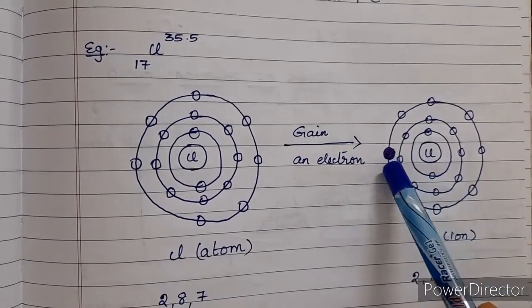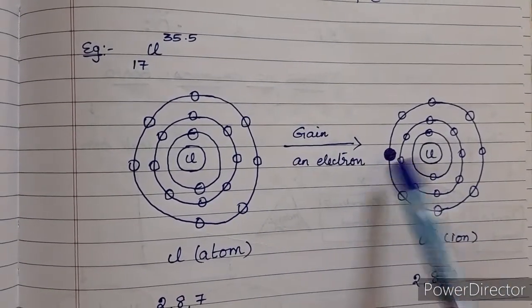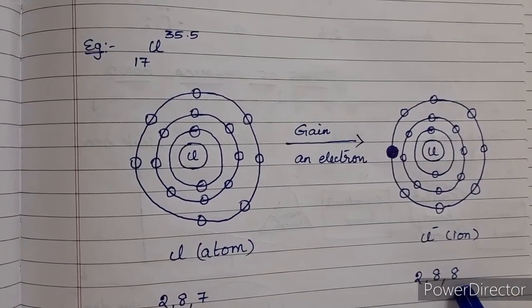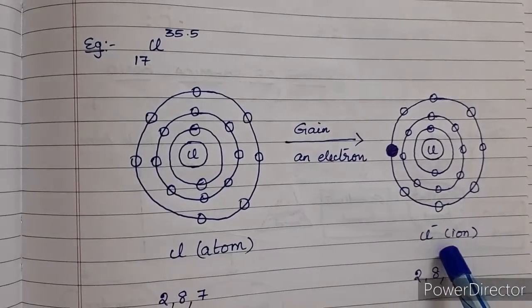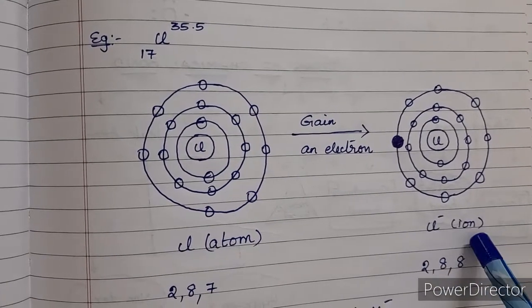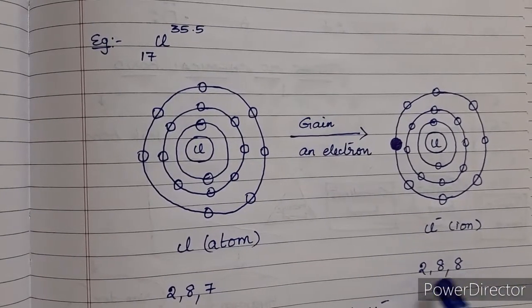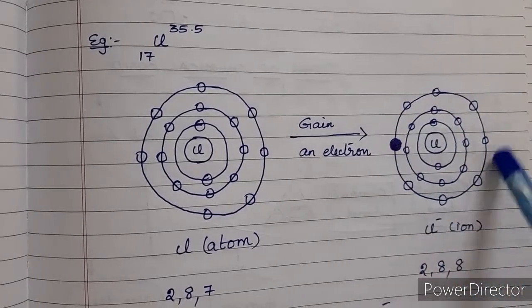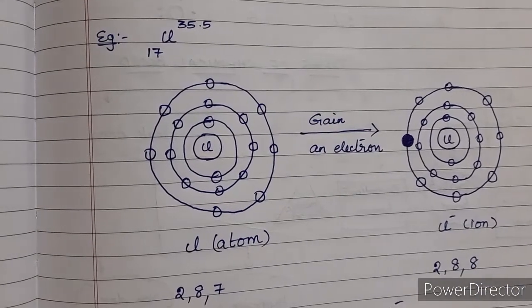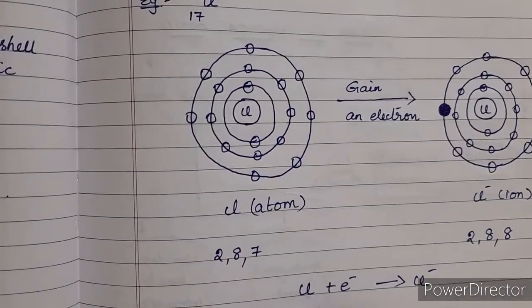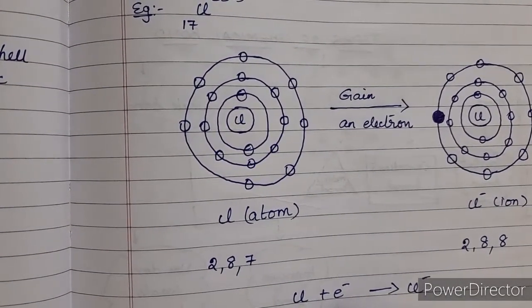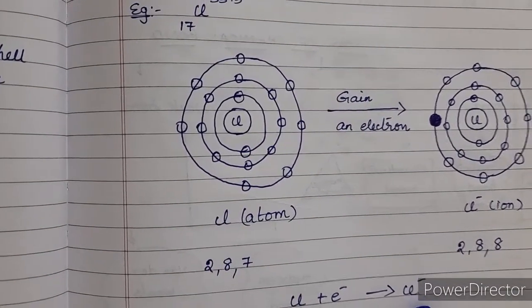So it gets an electron from another atom. So what will be the electronic configuration? 2, 8, 8, isn't it? Now since it gains an electron, it becomes an anion, Cl minus, right? So it becomes an anion and the electronic configuration becomes 2, 8, 8. So it has 8 electrons in the outermost shell. So it attains the stable electronic configuration. Now what will be the equation? Chlorine gains an electron and becomes chlorine anion. So Cl plus e minus will give you Cl minus.